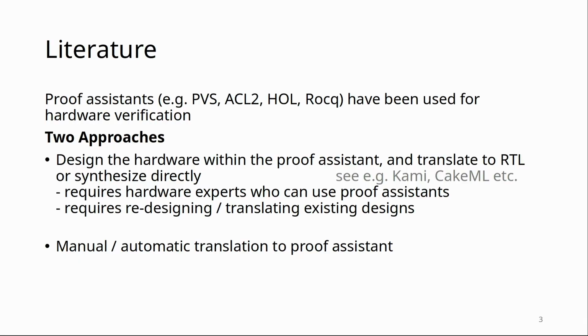So that's very elegant, but this also assumes that you have hardware developers who are willing to use your proof assistants or your new language. This also means that if you have existing hardware designs, you still need to translate them. And so in those cases, for instance, we had existing design, and so in that case you do the second way, which is either manual or automatic translation, which then you try to justify.